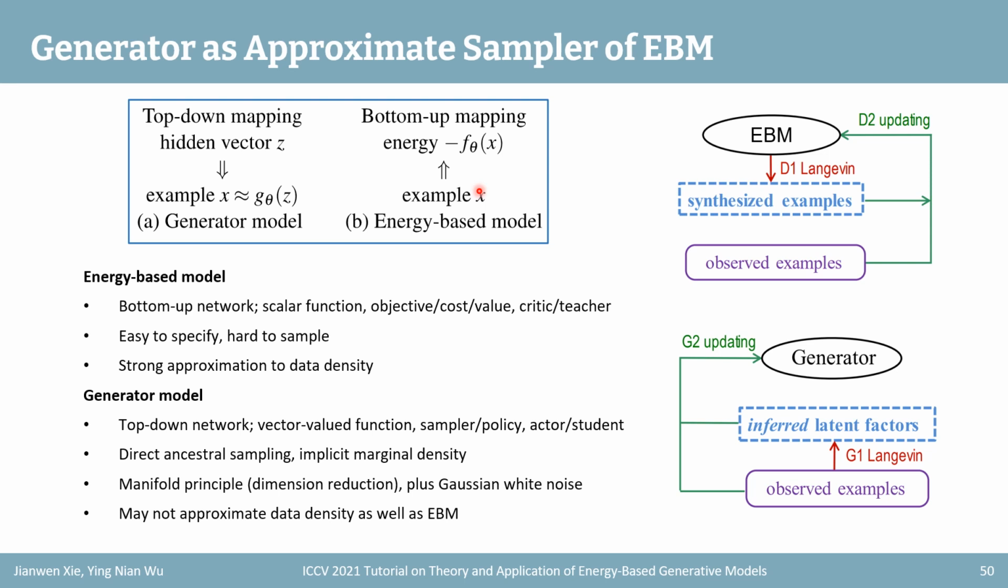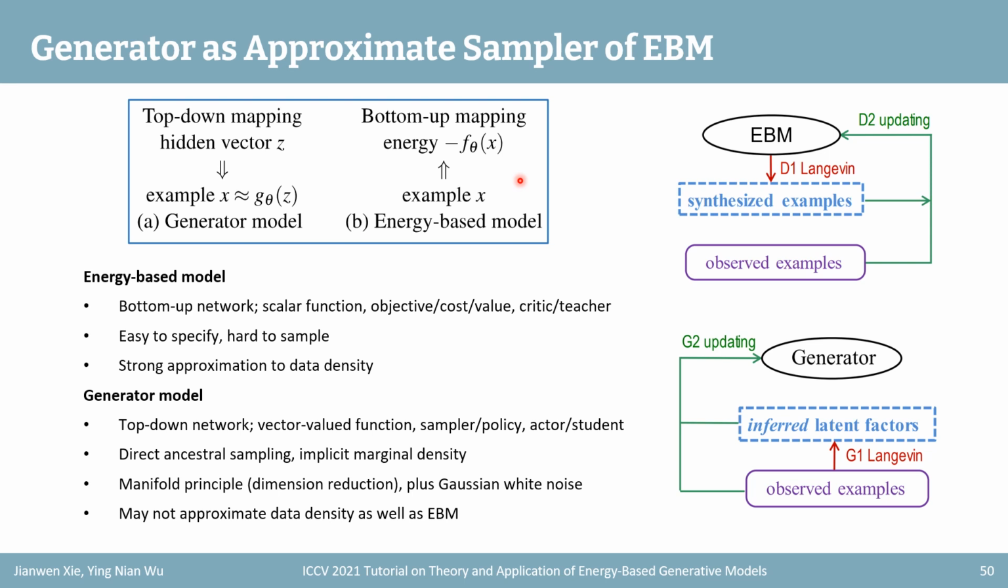And back to the generator model, it is specified by a top-down network. And as I mentioned, it is a vector-valued function. You can think of this as an approximate sampler of the energy-based model, which is how we use the generator network. And in the language of reinforcement learning, you can even call this a policy network, as compared to the energy function, which can be related to the value network. You can also call it an actor or a student.